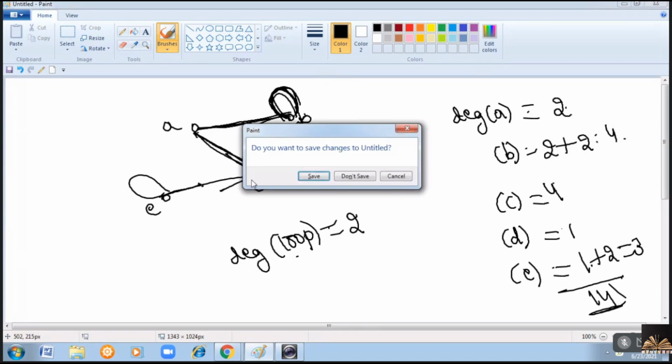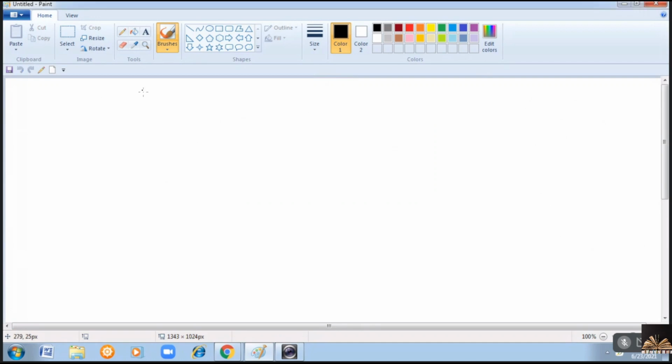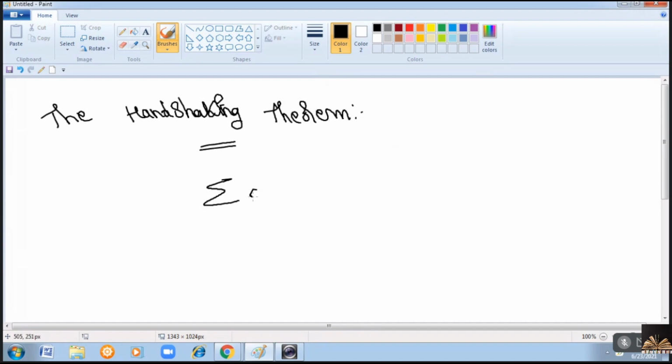We have a theorem, the handshaking theorem, which says that the sum of the degrees of all the vertices should be equal to 2 times the number of edges. 2 times the number of edges, right?